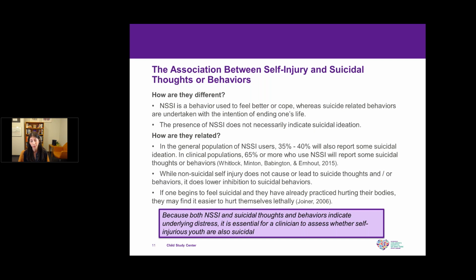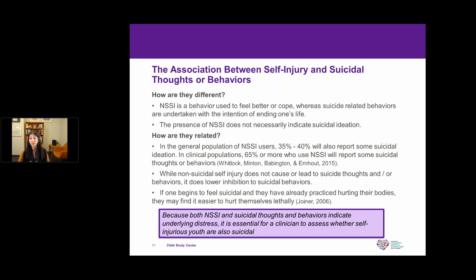Now I'm going to review a really important piece, which is the association between self-injury and suicidal thoughts or behaviors. First, I'm going to speak about how they're different. So first, self-injury, as we just discussed, is a behavior typically used to feel better or cope, right? The individual is often engaging in self-harm to experience a reduction in distress. On the other hand, suicide-related behaviors are undertaken with the intention of ending one's life, right? So it's the intent behind the behavior that is one of the big things that differentiates these two behaviors.